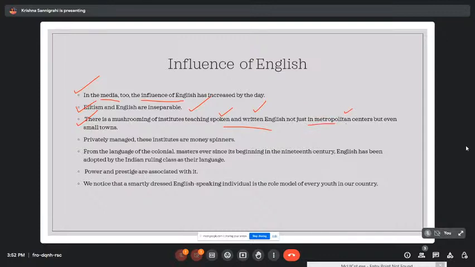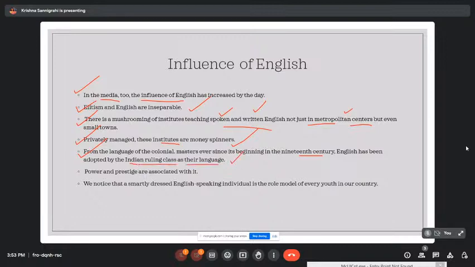Though with NEP 2020, there has been again a kind of influence of teaching in the vernacular language and English in the primary language. So not just in metropolitan centers, but even in small towns. Privately managed, these institutes are money spinners. From the language of the colonial masters, ever since its beginning in the 19th century, English has been adopted by the Indian ruling class as their language.